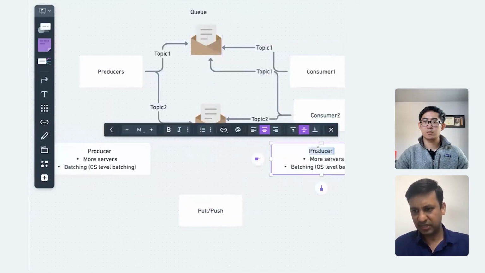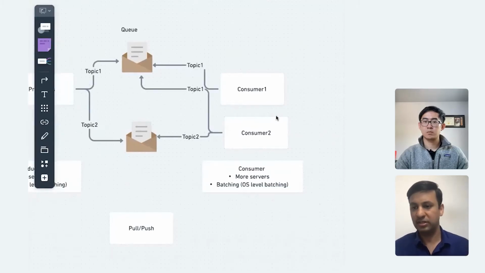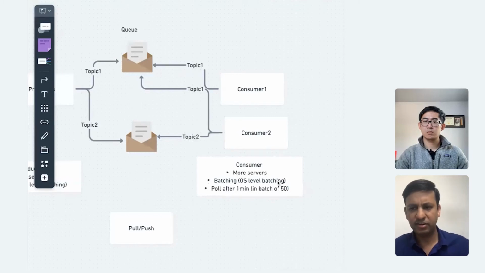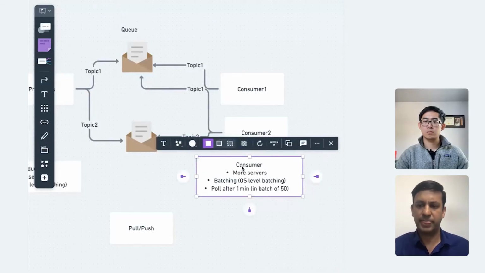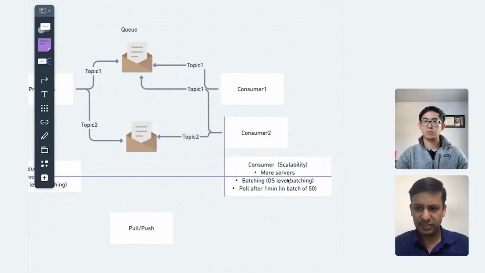From the consumer perspective, we can scale consumers as well by adding more servers. Let's say the traffic is for a particular topic and we want the consumption to be faster, we can add more servers to consume that particular topic. And we can even add batching here. We can poll after every interval, maybe 1 minute, something like that, and maybe in a batch of probably 50. I'm just saying some configuration; I will go over the configuration part in a little bit. But yes, we can add more scalability to the consumers by making use of these features.